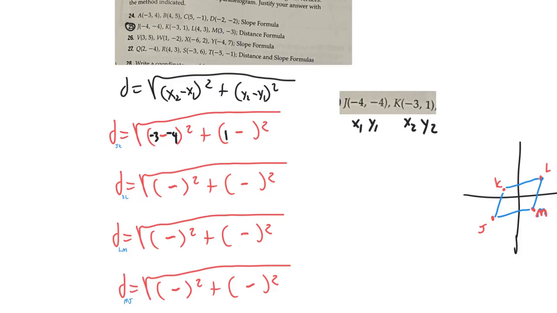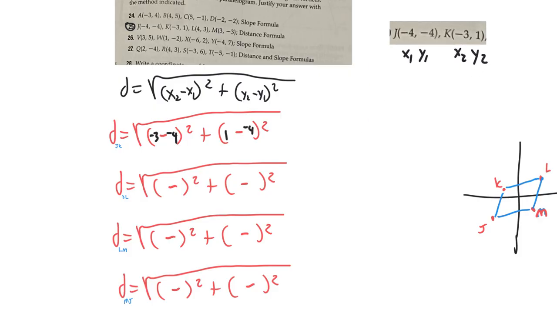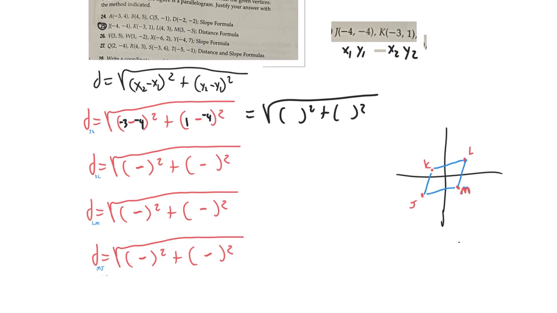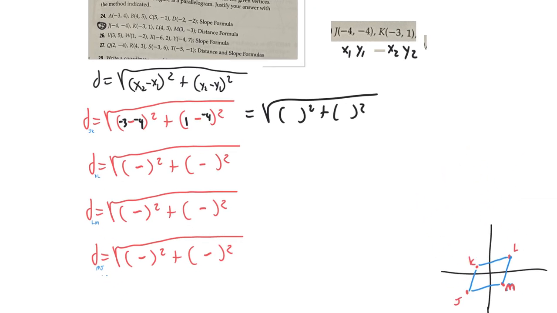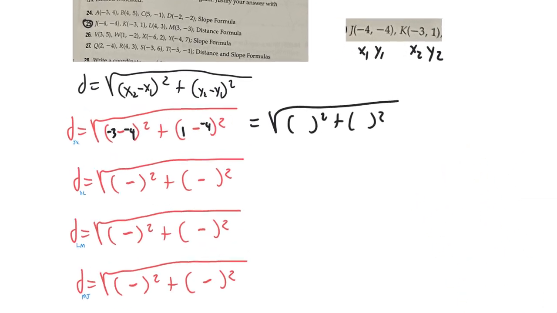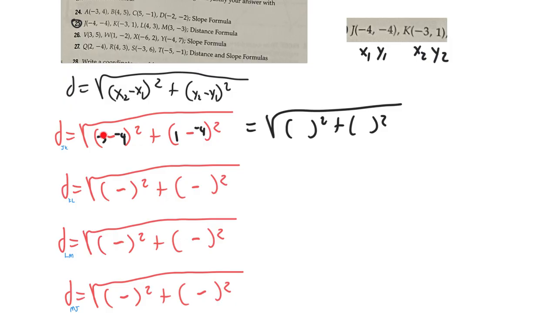1 minus -4. Okay. And what I would do, for my student watching, is just go off to the side with it. That's going to become something squared plus something squared. No need to rush the process. Just go off to the side and be like, okay, -3 plus 4, right? So that would be a 1. No need to rush it. 1 plus 4. Okay. So that would be a 5.